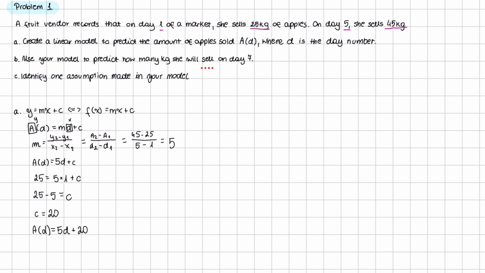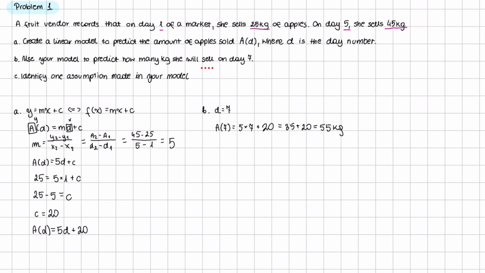And in point B, we have to use our model to predict how many kilograms she will sell on day 7. So our day number is 7, so we simply substitute 7 into d: 5 times 7 plus 20, and it's 35 plus 20, and it is 55 kilograms.